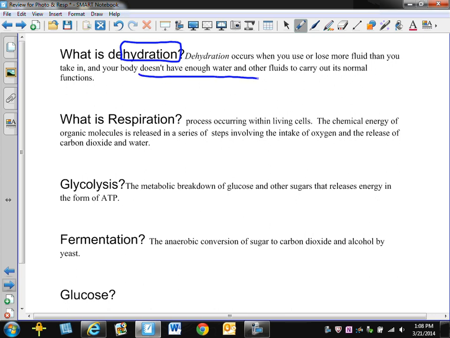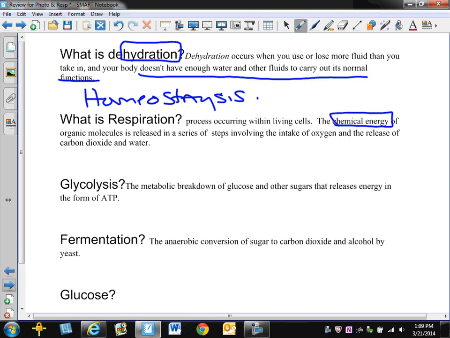Doesn't have enough water or other fluids to carry out its normal functions. Your body needs to maintain homeostasis. Okay, the amount of water is important for homeostasis. What is respiration? Respiration is the process occurring within living cells. The chemical energy, remember we were talking about captured energy with the sun, chemical energy of organic molecules, okay?